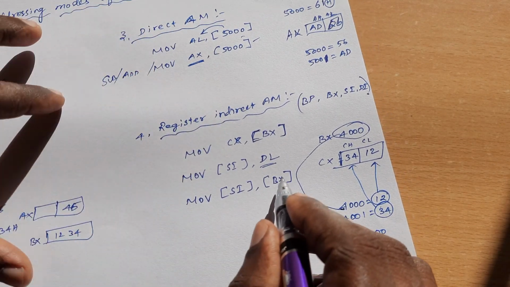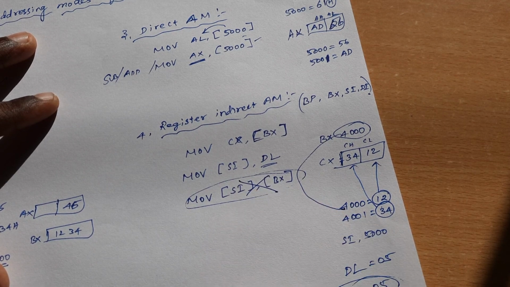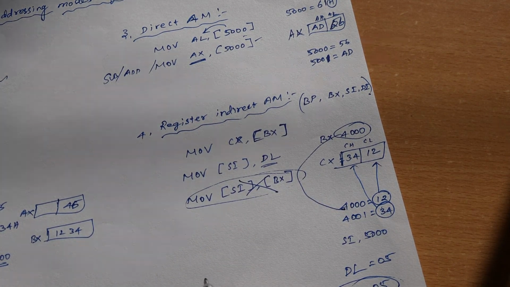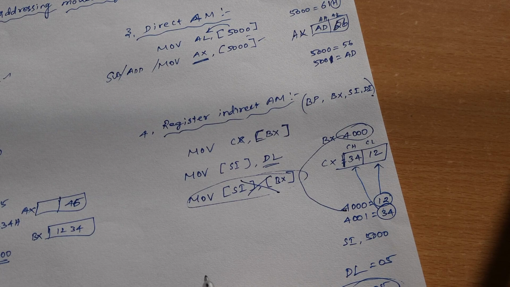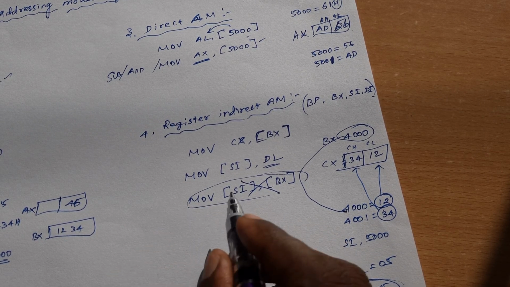So here this is not possible, moving directly between the memory locations. We will discuss that in interfacing, especially in DMA. And now we'll see the next addressing mode, base plus index addressing mode.